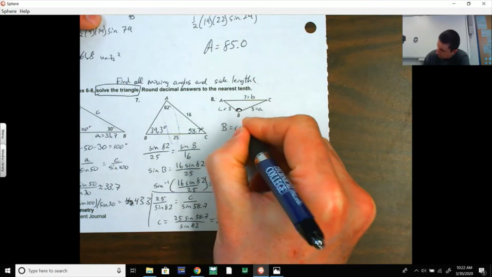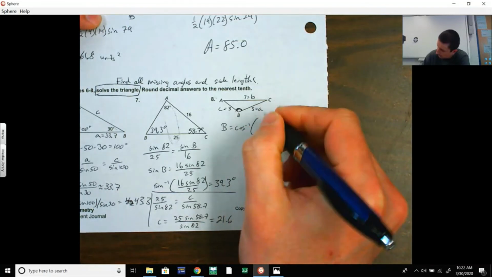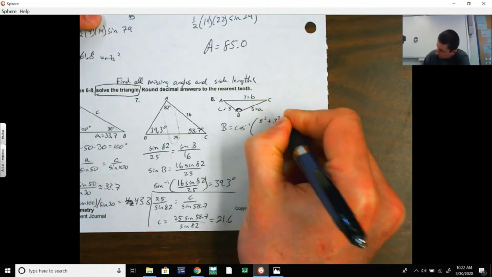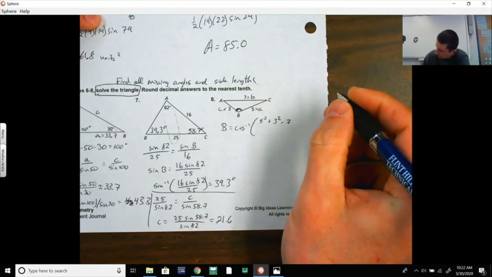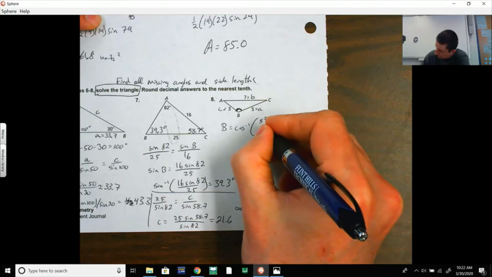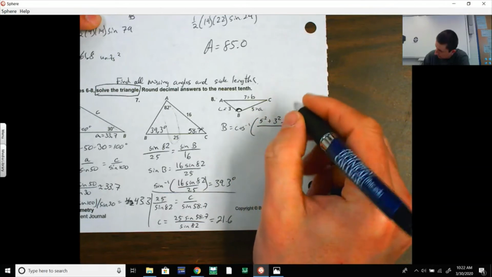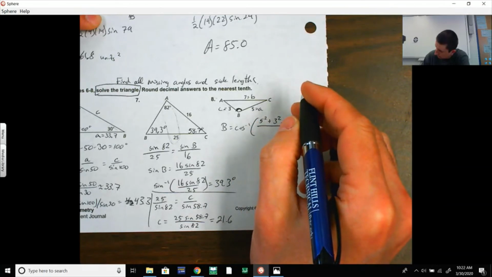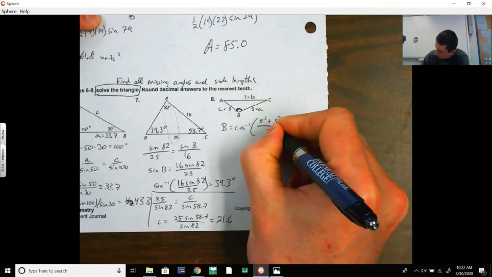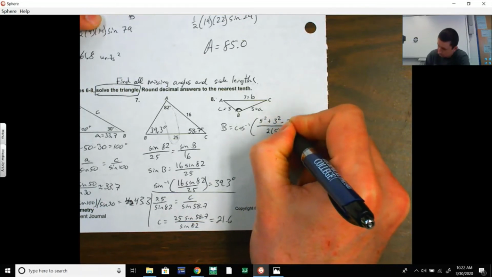So this is going to be the inverse cosine of 5 squared plus 3 squared minus 7 squared, all divided by 2 times 5 times 3.